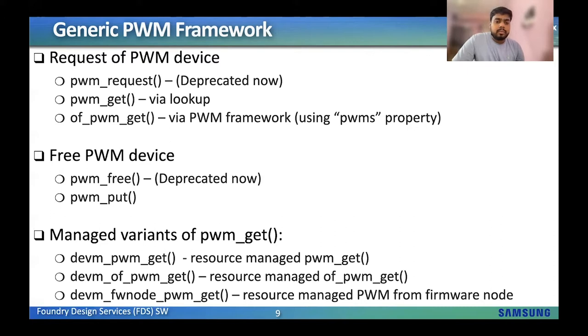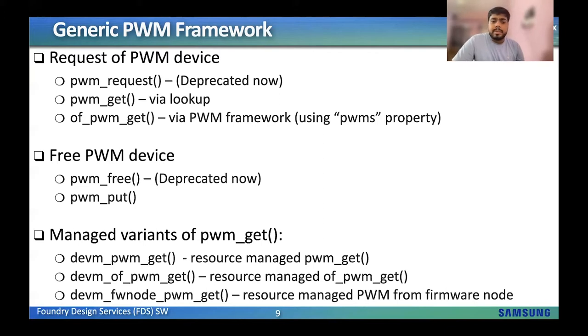So the first thing we do for a PWM device after probe is we request the PWM device. Before configuration of the PWM device or for use of the PWM device, we need to request it. There are a few APIs for requesting. Those are pwm_request, pwm_get, and of_pwm_get. pwm_request was used earlier, but nowadays it is deprecated, so it is not used.